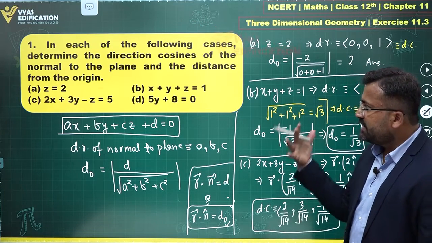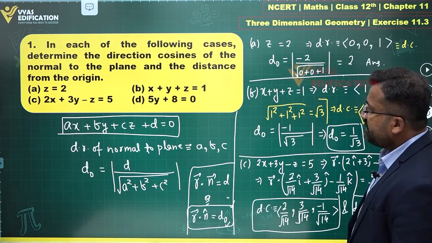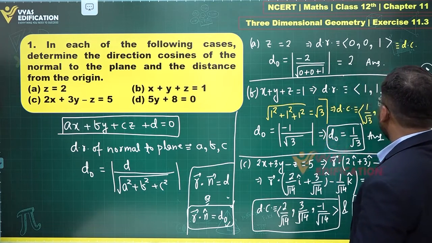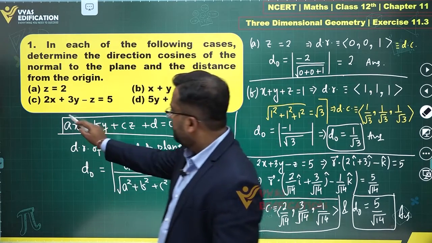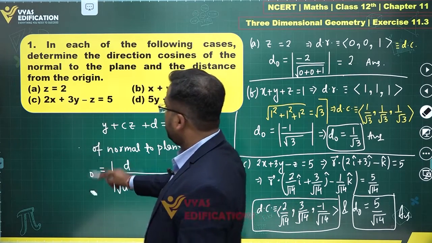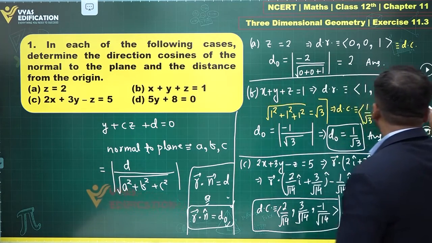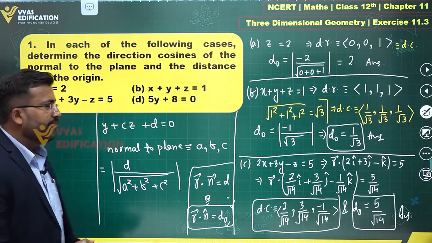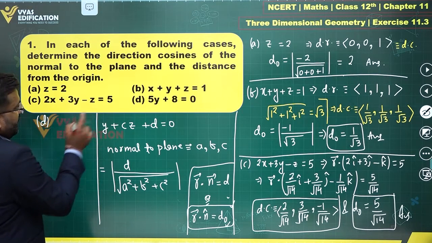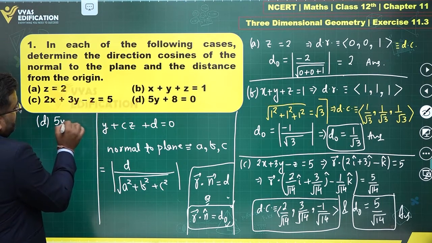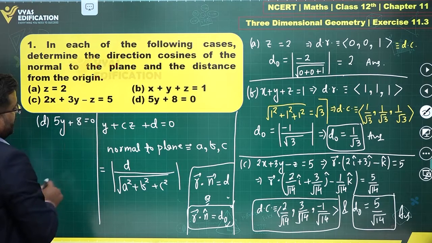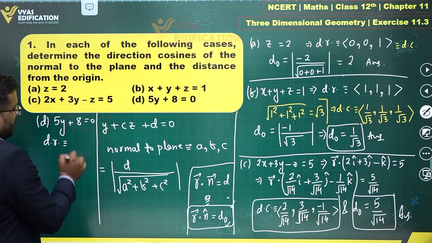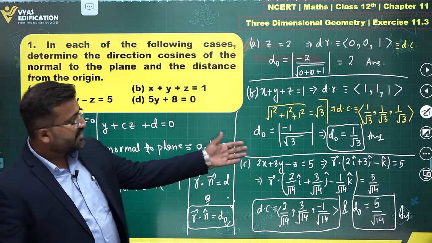The last part that remains is D, 5y plus 8 equals 0, and for solving that let's make some space over there first. Let's solve this over here. So part D can be handled over here. Part D, we have 5y plus 8 is equal to 0. The direction ratios will be, okay, we are using the Cartesian form. Yes, we can use the Cartesian form.